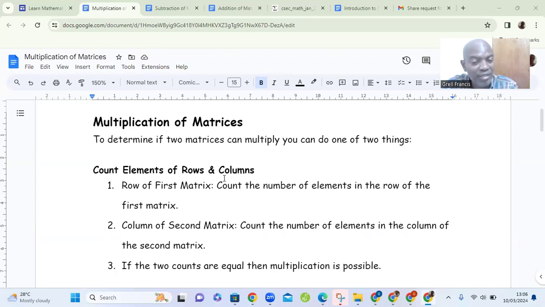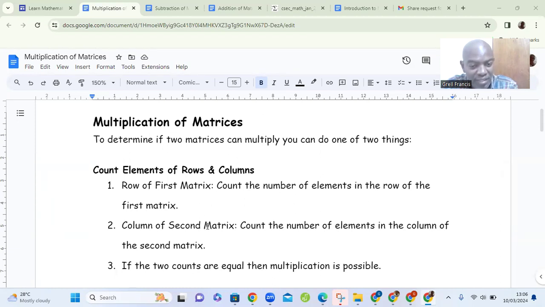You must have two matrices to multiply. Reading from left to right, because normally in the English language we start from the left, the matrix on the left we can call the first, and the matrix on the right we can call the second. The row of the first matrix, the one on the left, has to be registered. You count the number of elements in the row of the first matrix.